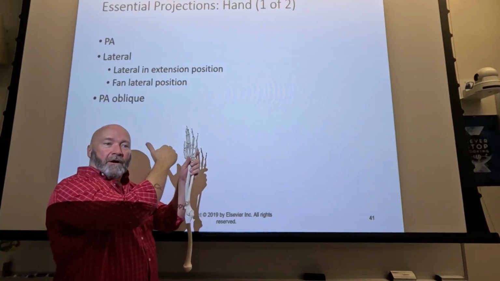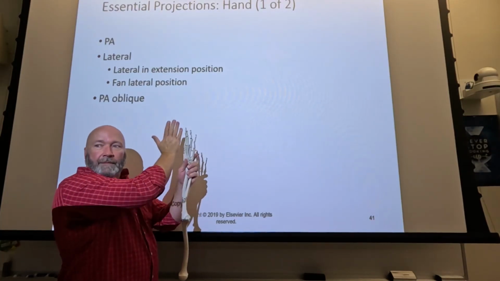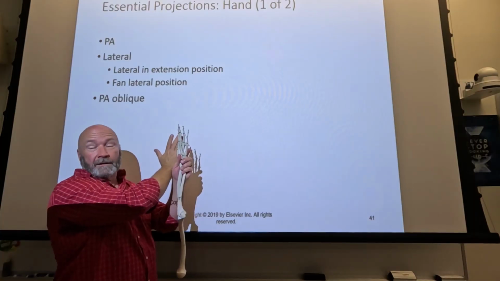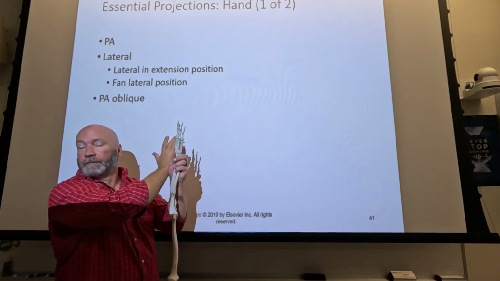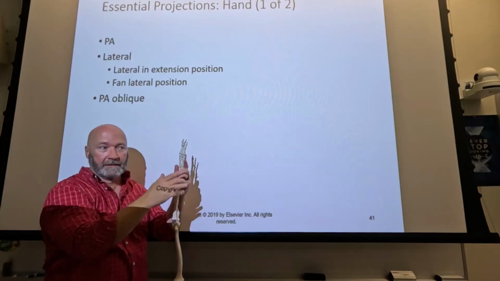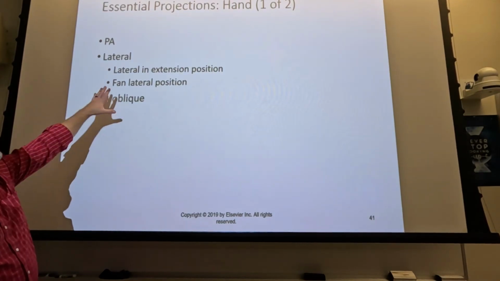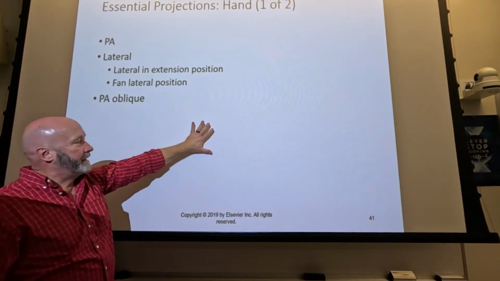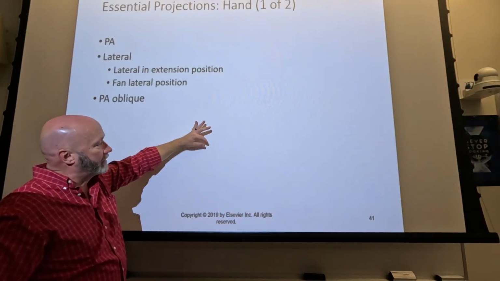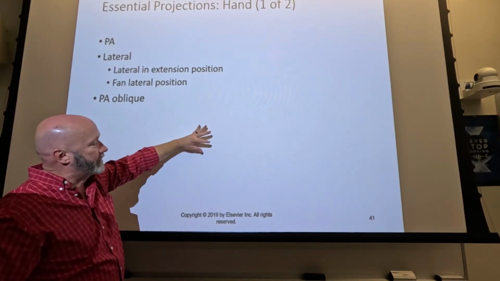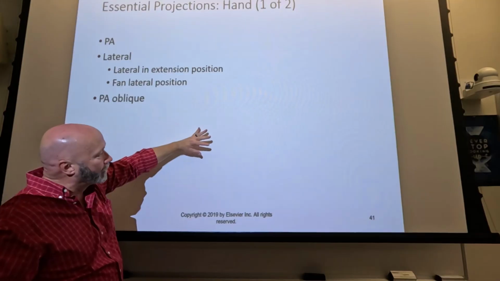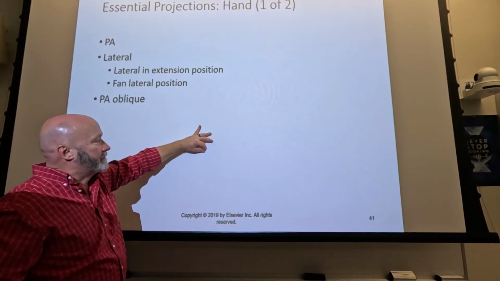Now, the joint space also has to be perpendicular to the image receptor. Y'all are going to struggle with perpendicular and parallel. Okay? You just are. Every time you think you got it down, it'll throw you a curve. Okay, so the same thing applies to the lateral. So we did the PA, we did the oblique, and regardless of whether we did the oblique with the fingers parallel to the image receptor or used them as props, it doesn't really matter.